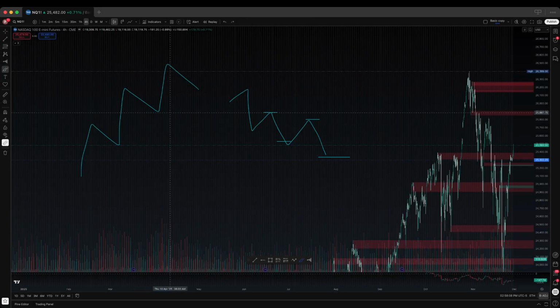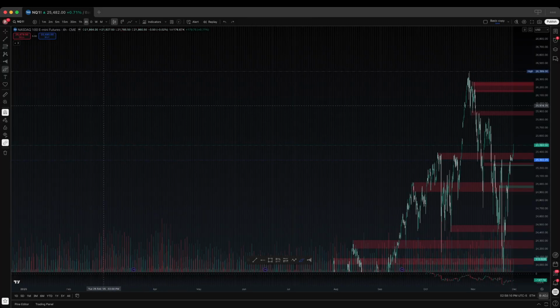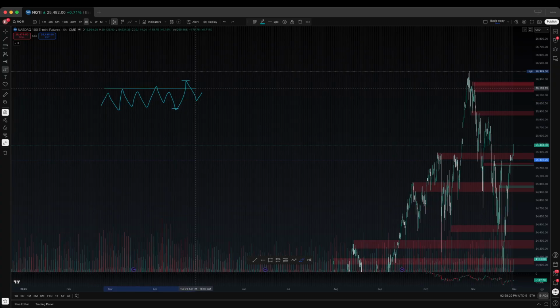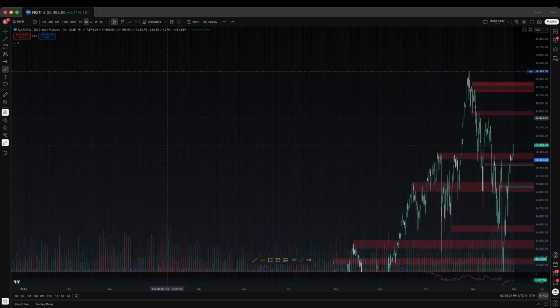And then obviously there's the consolidation, where we're just ranging. It may seem like it does a higher high or a lower low at some points, but in essence those are just going to be traps, until there's actually a move outside of that level of consolidation.